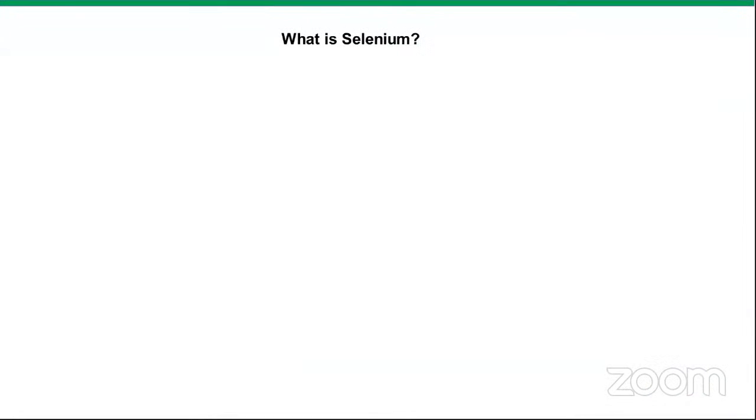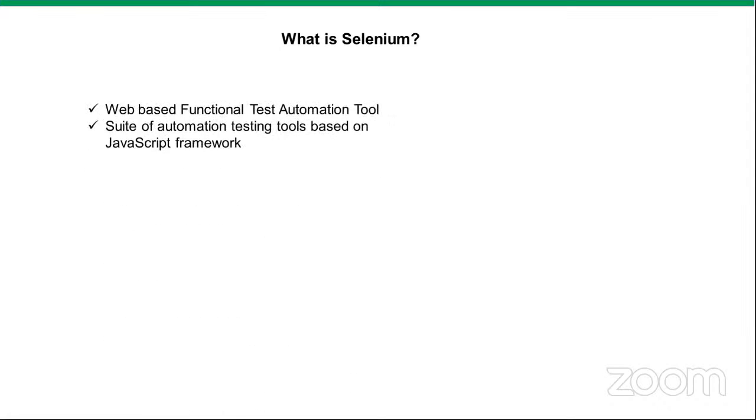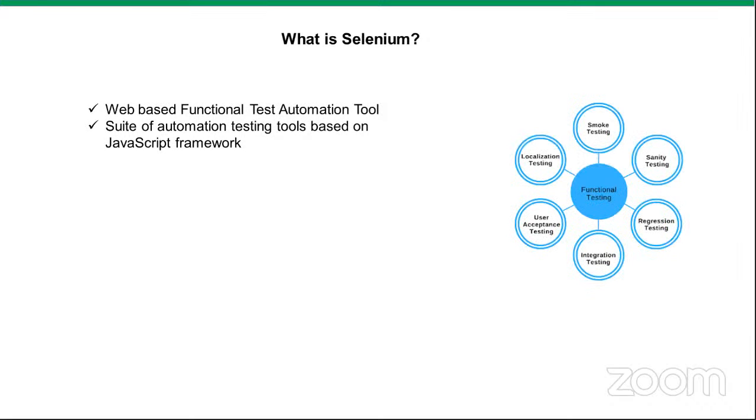So moving on to the next question, what is Selenium? Even though the question looks very simple, most of the candidates will fail to answer this question in a proper way. So how can we give a good answer for this question? Selenium is basically a web-based functional test automation tool, which means Selenium is only capable of automating web-based applications. What do you mean by functional test automation tool? It supports functional testing, the testing types like sanity, regression, integration testing, UAT. All these things come under functional testing. So this is what Selenium is capable of.